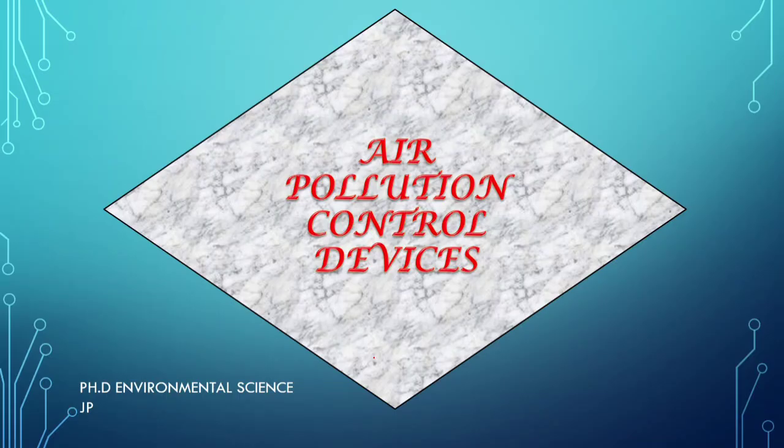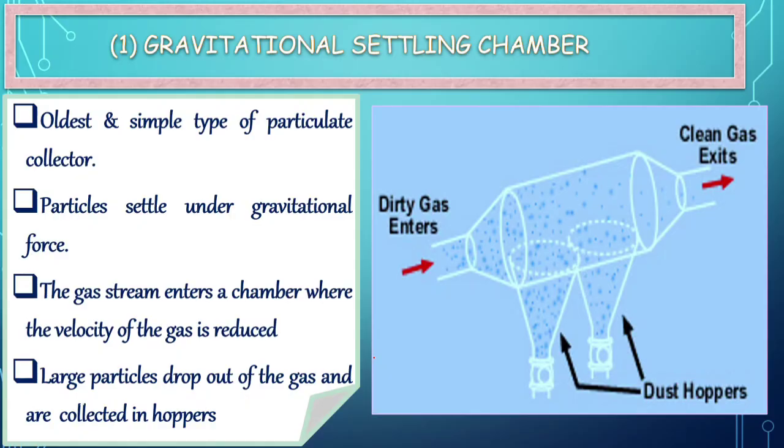So let's study various air pollution control devices. So first is gravitational settling chamber. Now it is one of the oldest and simplest types of particulate collectors, which is used to remove the large particles from gas streams. It utilizes the force of gravity to separate and collect particulates from industrial emissions or other gas streams. Now how does it work?